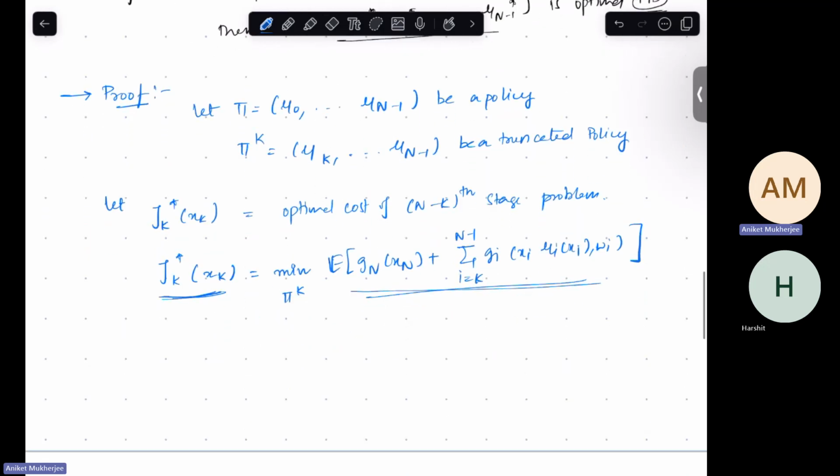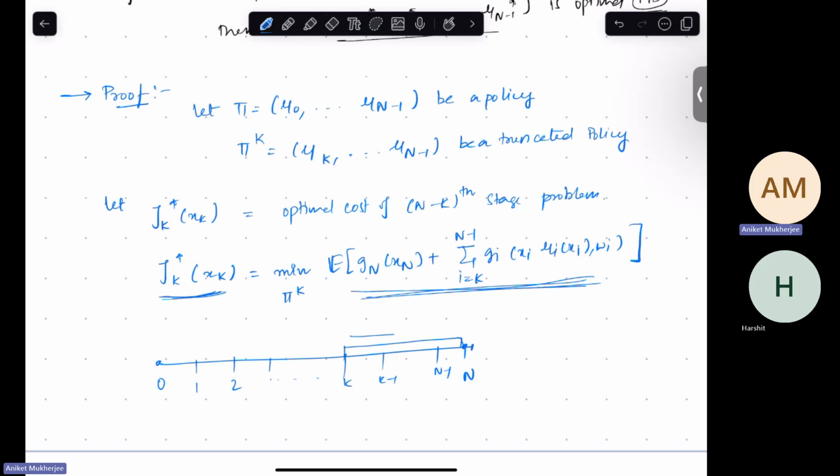What do I mean when I say it's my n minus kth stage problem? Suppose in my time axis I have n divisions: 0, 1, 2, and so on, k minus 1, up to n minus 1. This cost function is solving the subproblem of finding the optimal path in this line from k to n. That's it. You pay your terminal cost g_n, and then all the stages from n minus 1 down to k. So this is basically solving the subproblem of going from k to n.